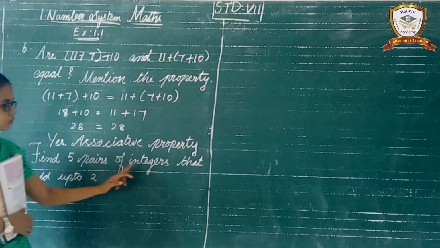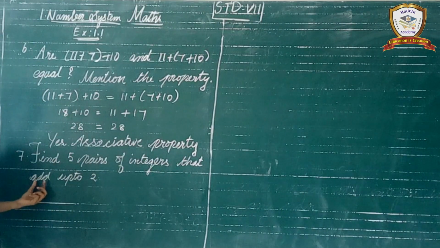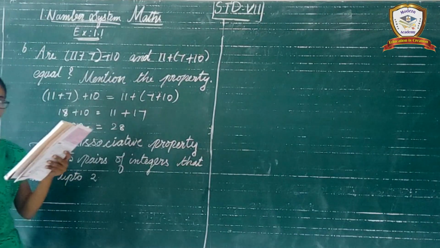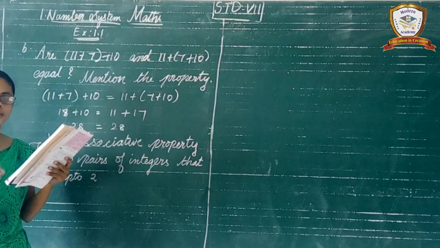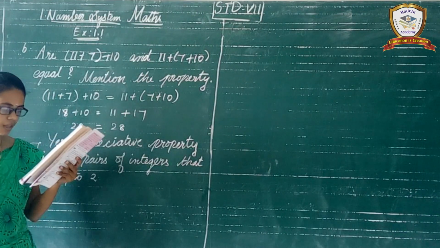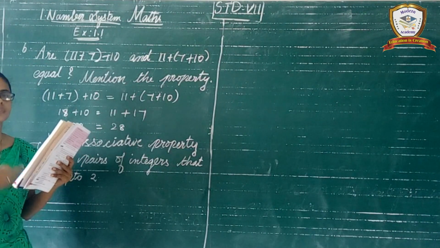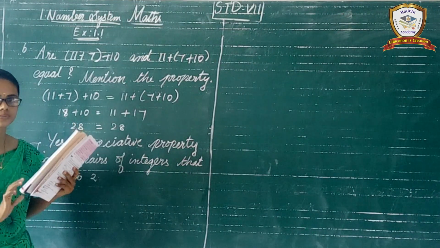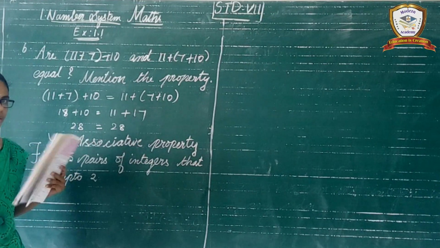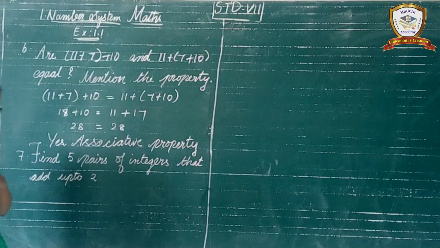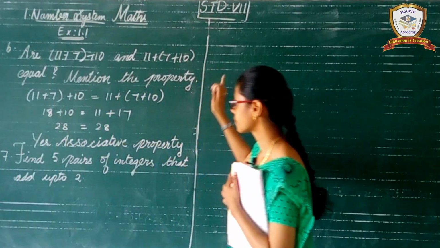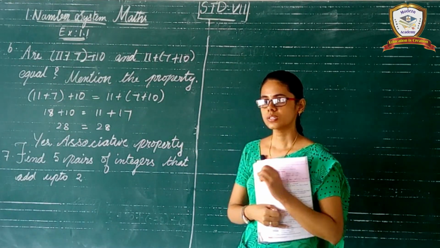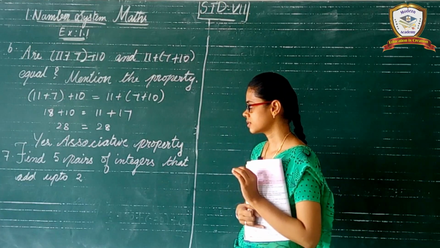Find 5 pairs of integers that add up to 2. We have to find 5 pairs of integers that add up to 2. We can take any 2 integers and add them, and the answer will come 2. So first I write the answer here. We have to find 5 pairs. So first, just think which integers.